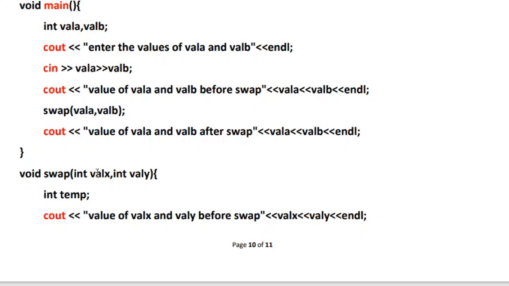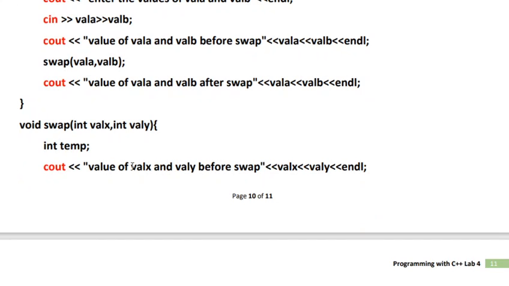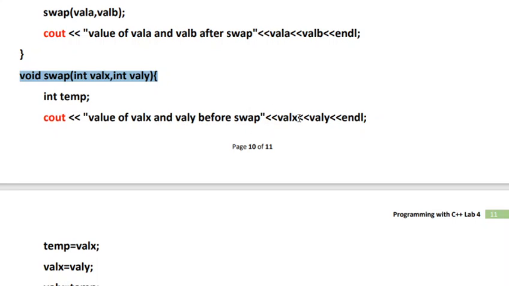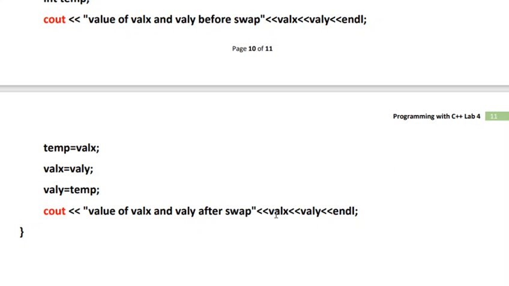Here val a will get copied to val x and val b will get copied to val y. Again, I'll repeat it: val a will get copied to val x and val b will get copied to val y. Now, the memory allocation for val a, val b, val x and val y will be completely different here. Now just see, I'm printing the value of x and y, so it will print 5 and 6, because x is holding the value of a and y is holding the value of b. Then I'm swapping the content of x and y, so this will be 6 and 5.